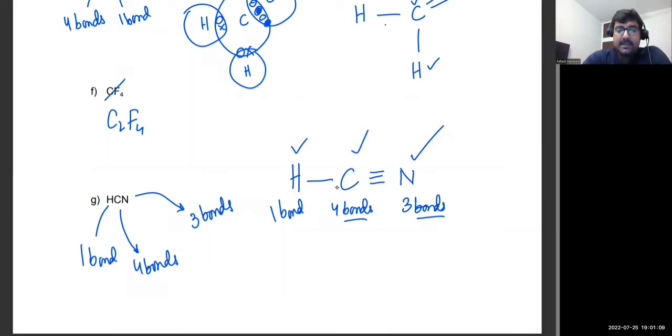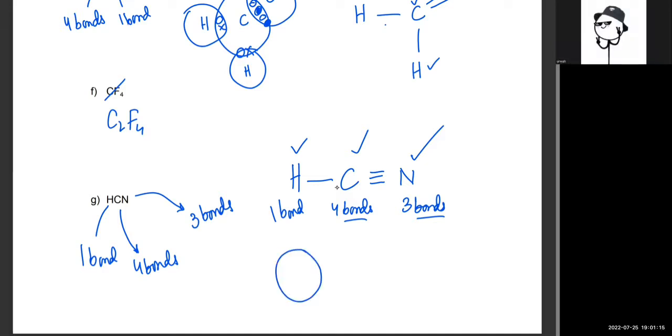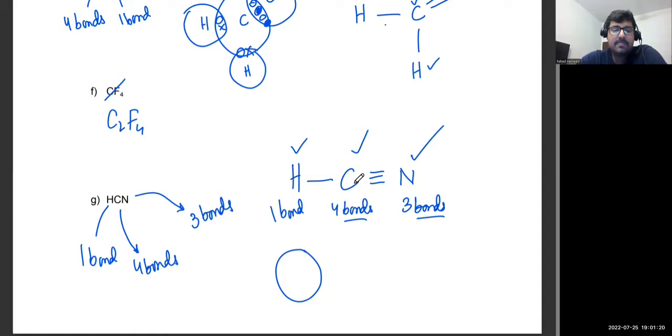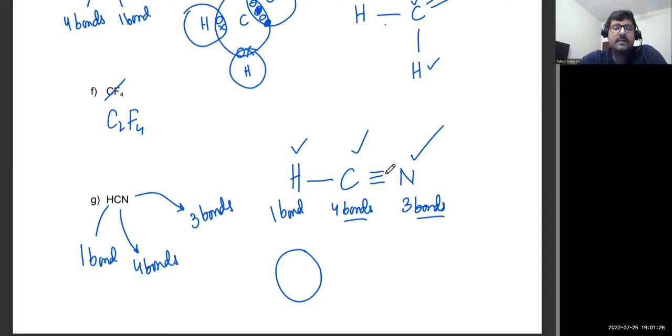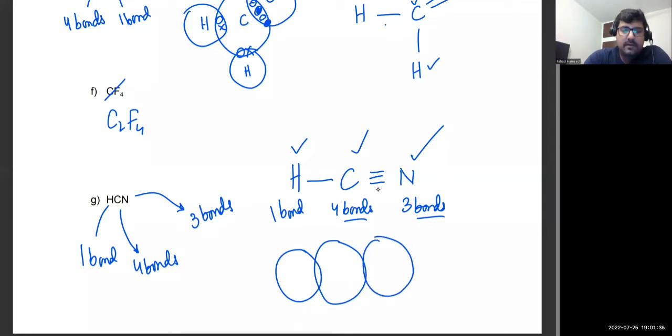Okay, the next part is that you have to draw the three bonds. Carbon is sharing 3 electrons with nitrogen, right? So that means 3 shared by carbon, 3 shared by nitrogen. But this is clear, right? Carbon's 4 bonds are complete, one with hydrogen and 3 with nitrogen. So carbon's 4 bonds are complete. Nitrogen wanted to make 3 bonds only, and hydrogen wanted to make just 1 bond.